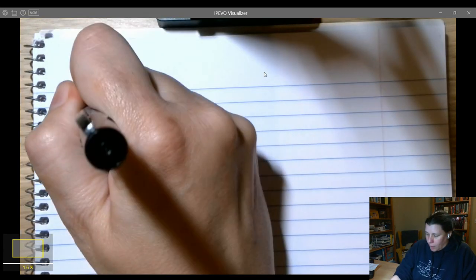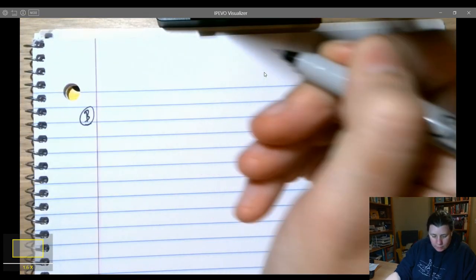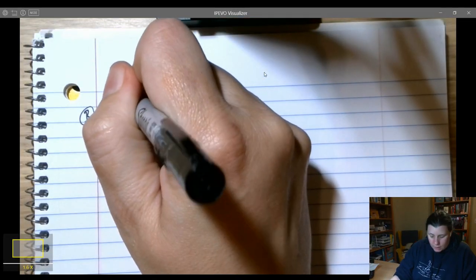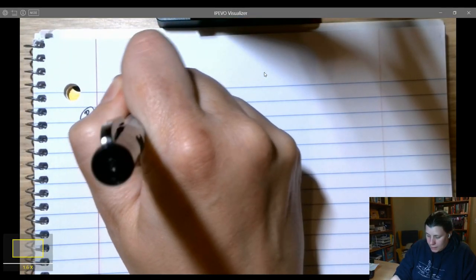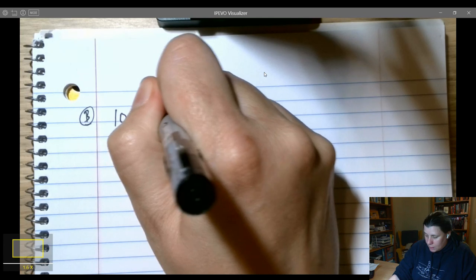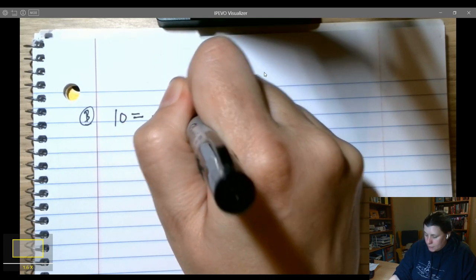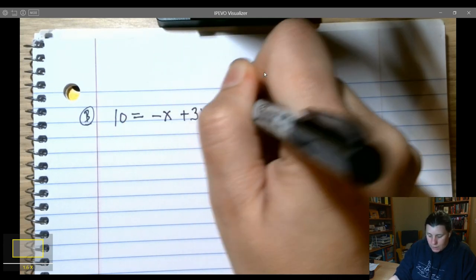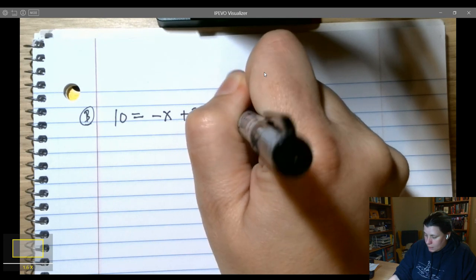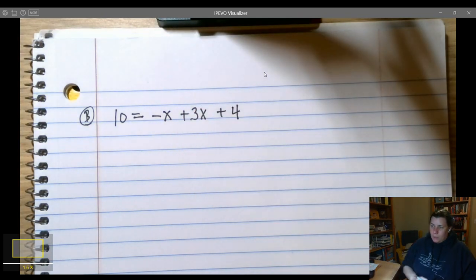Okay, so this is problem B. I'm going to do this one. 10 equals negative x plus 3x plus 4. Okay, copy that down. Pause the video. See if you can solve it. Type in your answer and then watch the rest of the video to see if you are correct.